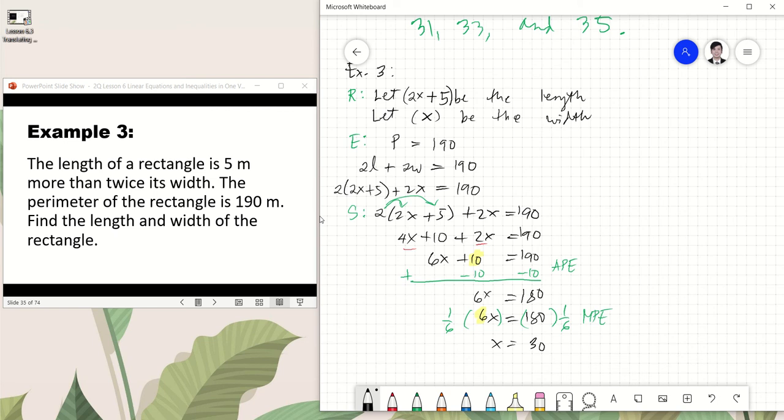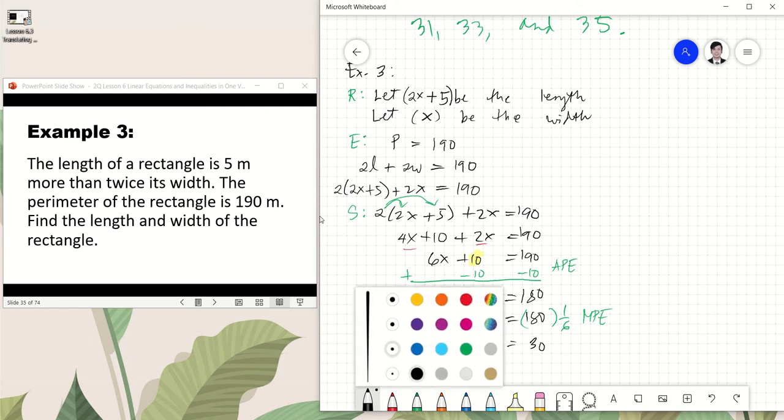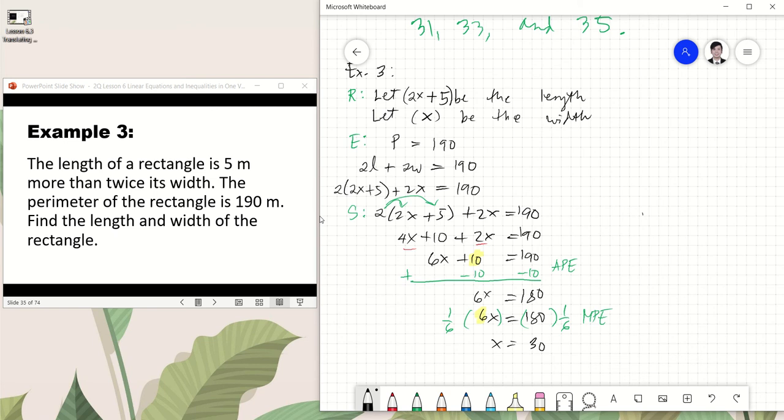So hindi pa natin alam kung ano yung length. So we still have to substitute. Okay, substitute x is equal to 30 to our length. Our length is 2x plus 5. So 2 times 30 is 60. Plus 5 is 65.